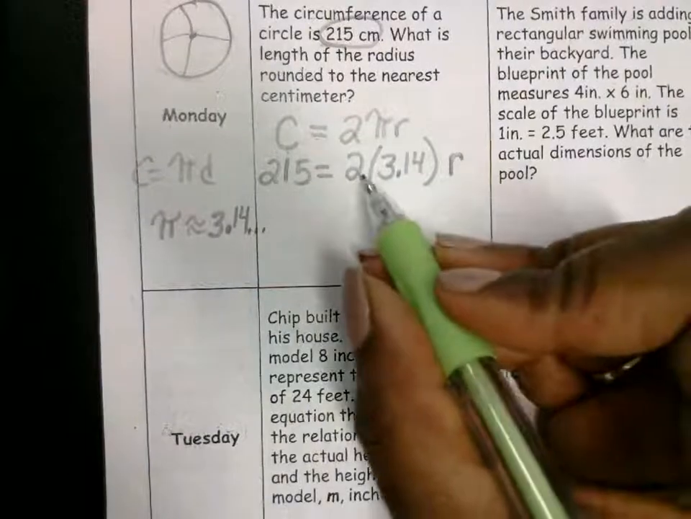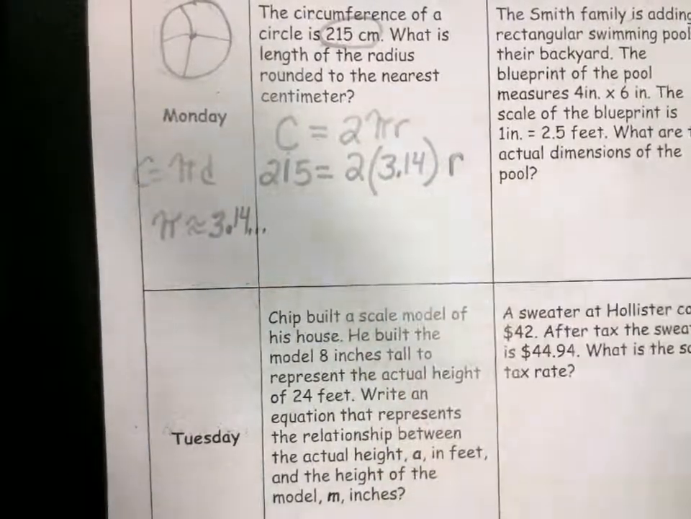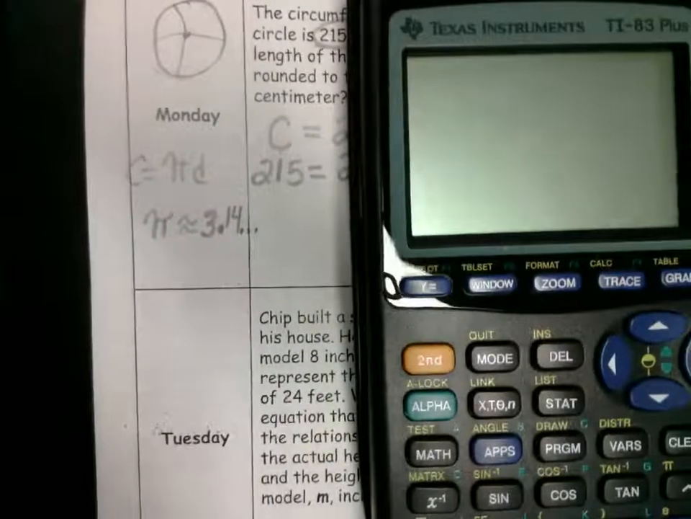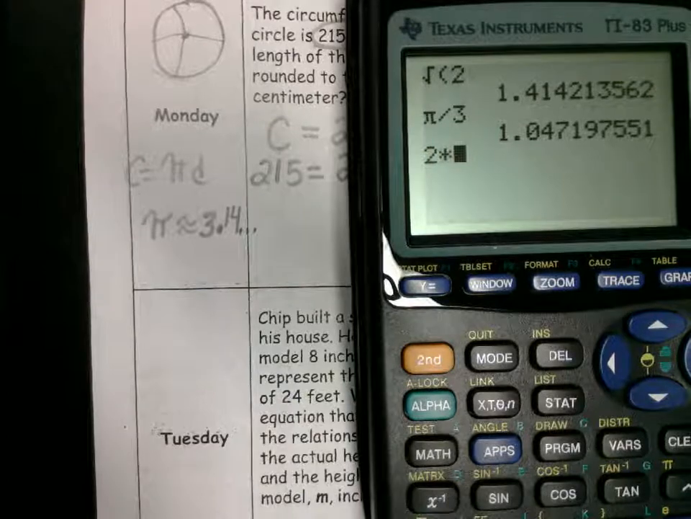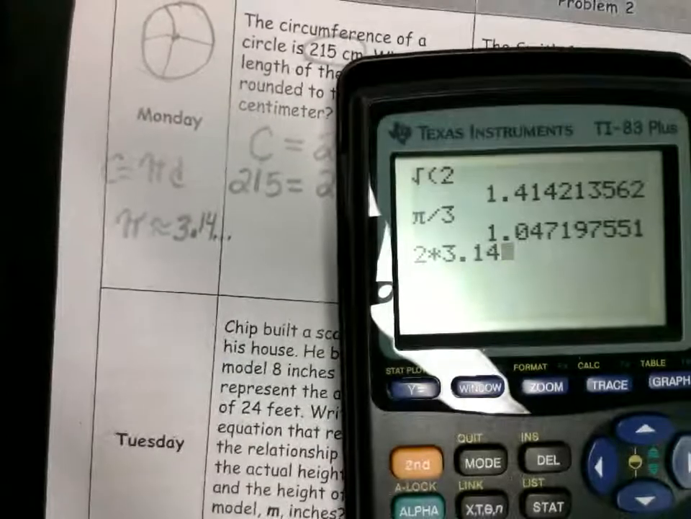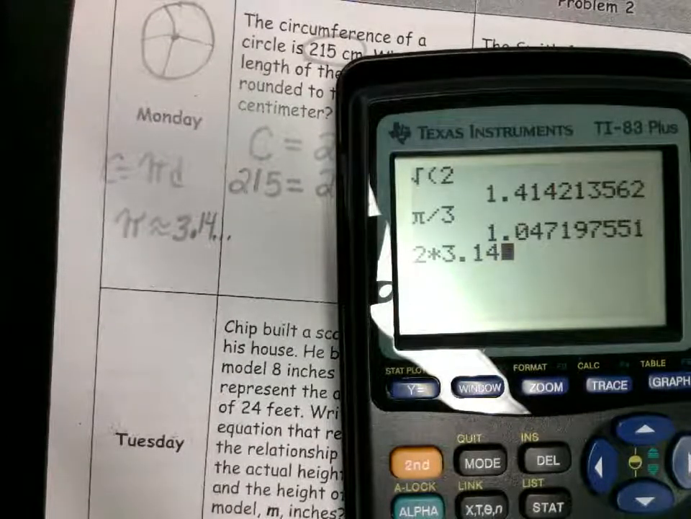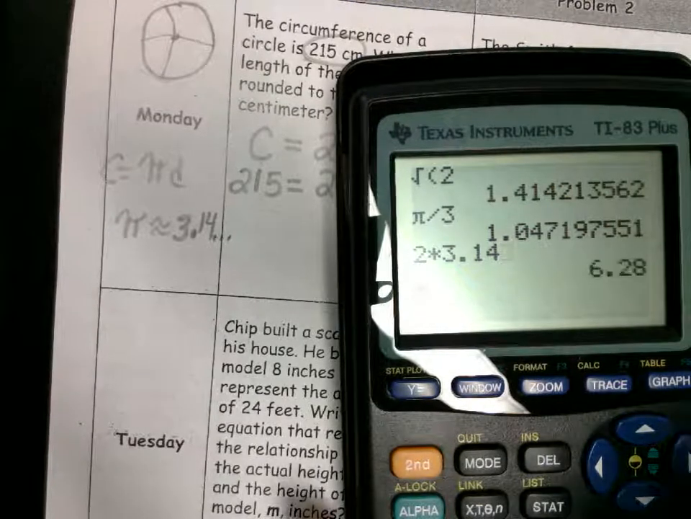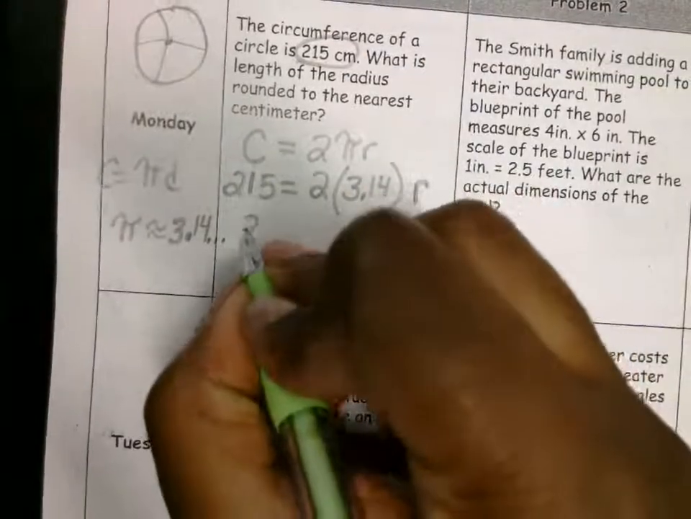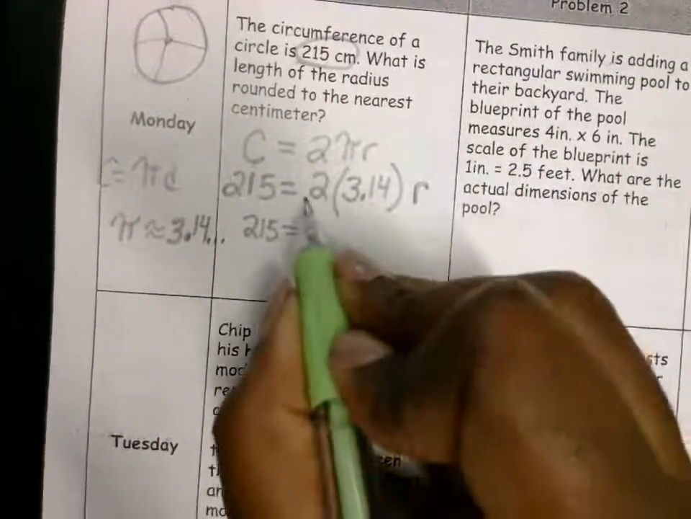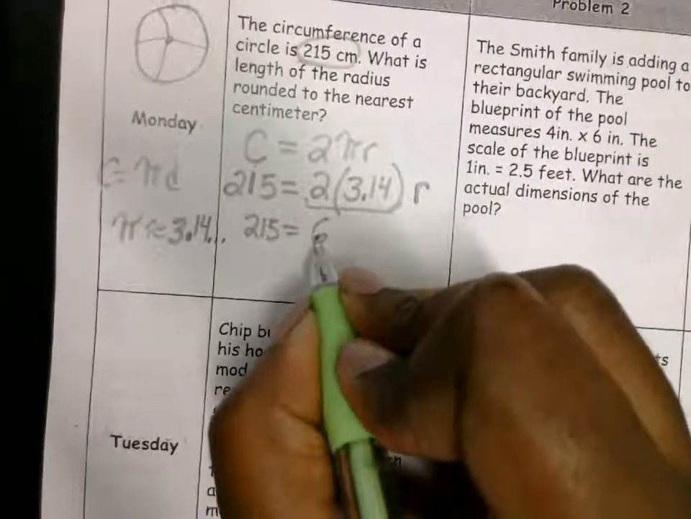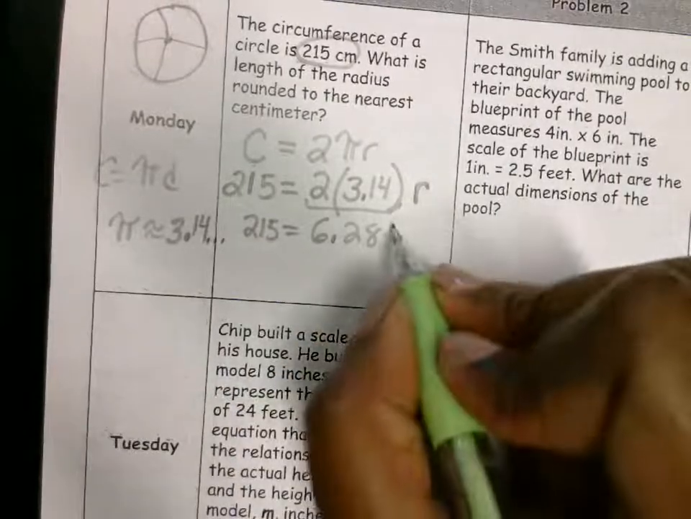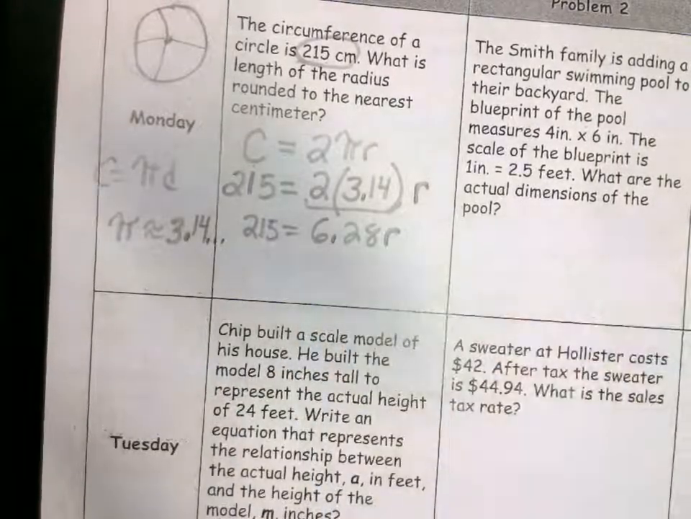All right, so let's multiply 2 times 3.14. You have your calculator. Let's type that in. So we got 2 times 3.14. Type that in and see what you get. Very good. So we get 6.28. Bring that down. This right here is equal to, just as Jaden said, 6.28 times r. Don't forget to bring down the r.